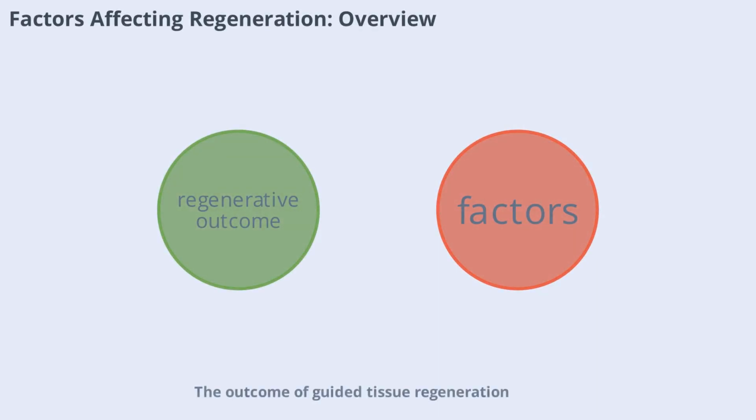The outcome of guided tissue regeneration is influenced by a variety of factors, both barrier-independent and barrier-dependent. Patient-related factors, defect characteristics, and surgical techniques all play a role, as do the properties and handling of the barrier membrane itself. Understanding these variables is crucial for optimizing regenerative outcomes.